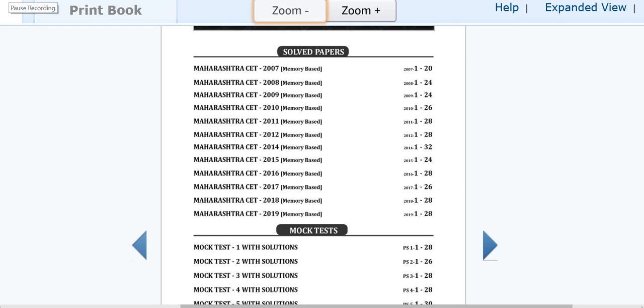Hi guys, a lot of people ask me, sir, how did you get that much knowledge about the CET, what is coming, what is not coming? It is because I've been giving all these exams. I've given the CET almost 7 to 8 times now.